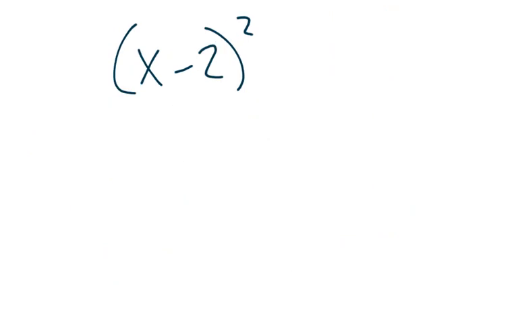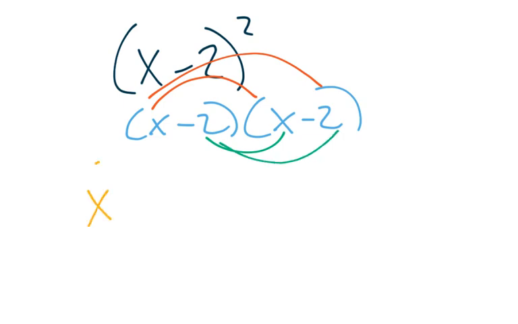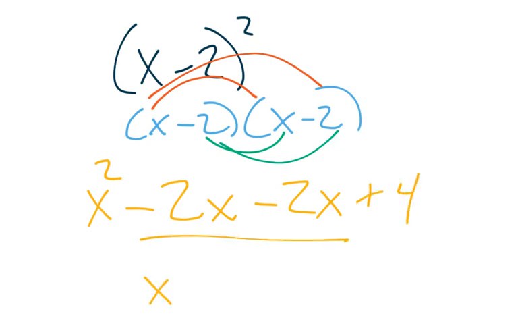So if you have x minus 2 quantity squared, this actually means x minus 2 times x minus 2. So you're going to distribute your x, you're going to distribute your negative 2. X times x is x squared, x times negative 2 is minus 2x, negative 2 times x is minus 2x, negative 2 times negative 2 is plus 4. The two in the middle will combine. X squared minus 4x plus 4 is your answer.